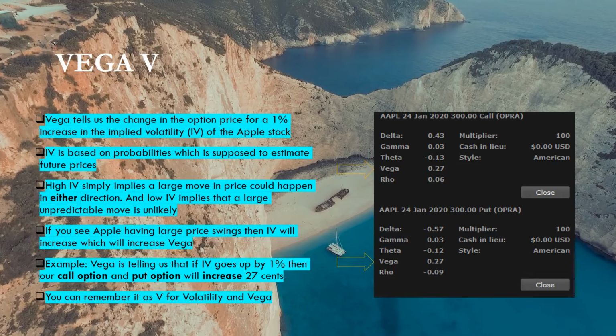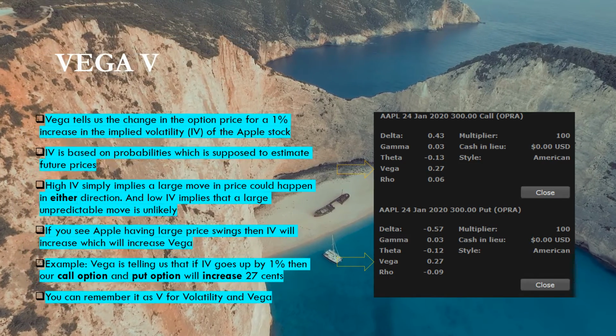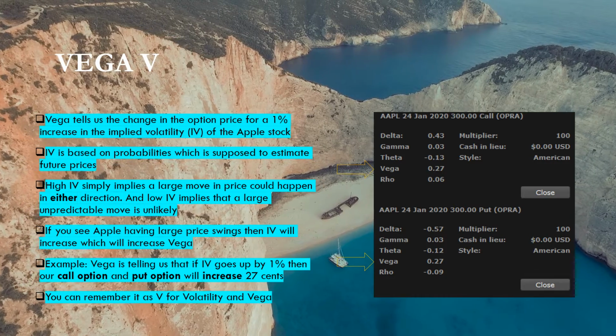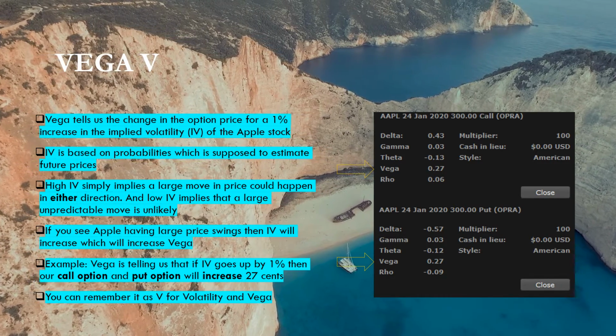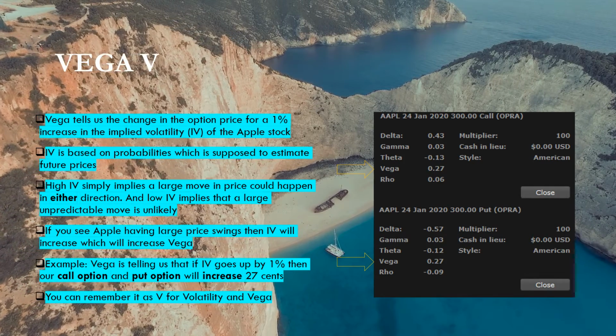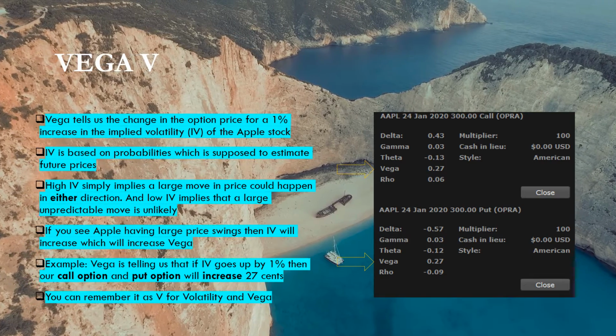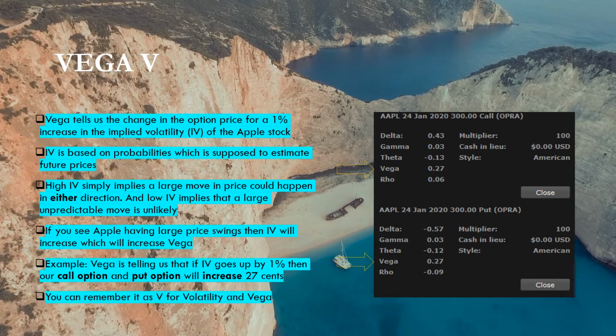Vega is all about volatility. It tells us the change in option price for a 1% increase in implied volatility of the stock. High implied volatility simply implies a large move in price could happen in either direction, while low implied volatility implies that a large unpredictable move is unlikely.